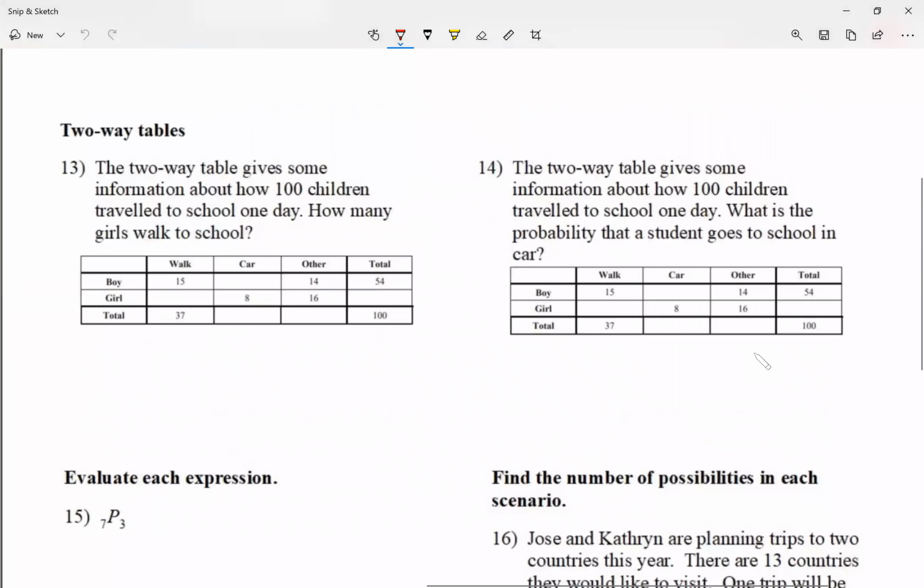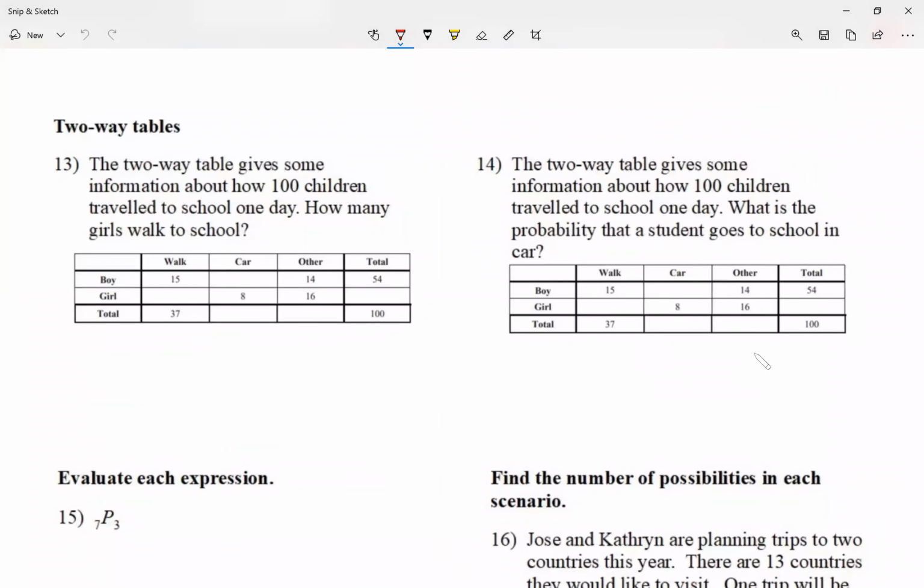Now, as a reminder on two-way tables, there's two types of questions I'm going to ask. The how many type of questions. Let me highlight that I can ask how many type of questions. That's actually a number. Or I can ask what is the probability type of questions. The answer should be a fraction in reduced form. So it should be reduced if possible.